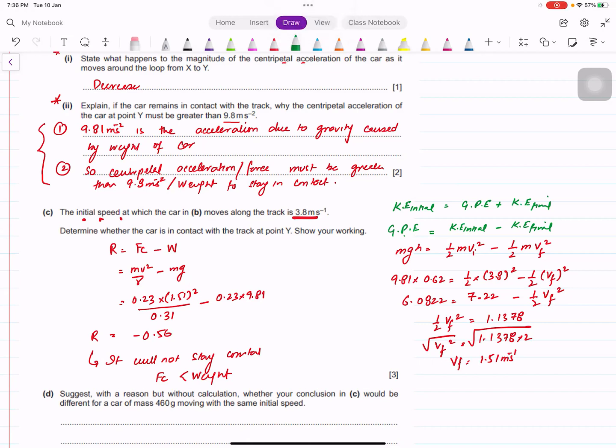Okay. All right. And then check whether R is equal or less than zero. So if R is zero or less, it means that it did not stay in contact. Understood? Because centripetal force is lesser than weight. Okay, sir. Got it. All right. Anybody who could not understand this, please let me know. I can explain it again.